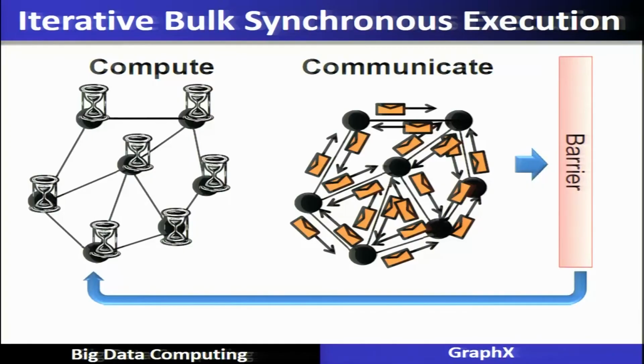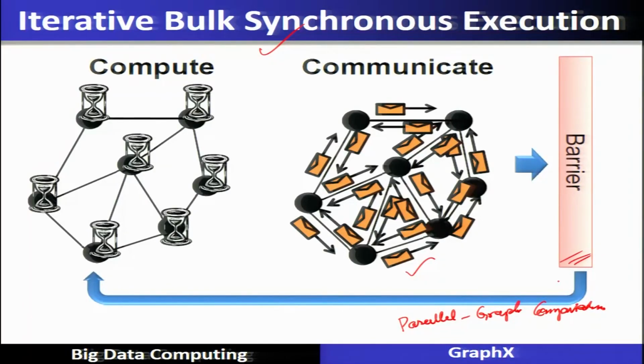Now, in short, what we have seen is that these graph frameworks provide features in which you can communicate with the neighboring vertices, and after the communication has been received from all the neighbors, there will be a barrier, then the computation will be performed, and then it will again communicate. This is the paradigm called iterative bulk synchronous execution, which provides the parallel graph computations.